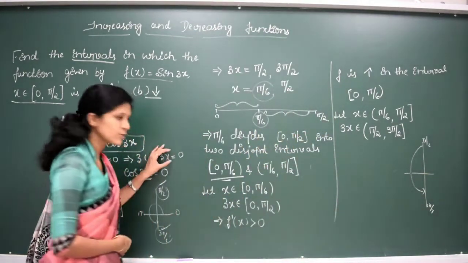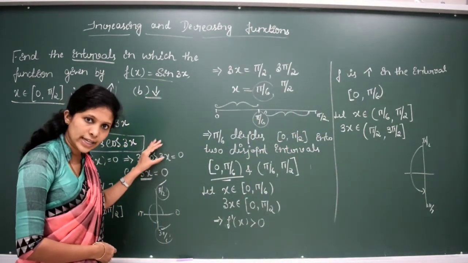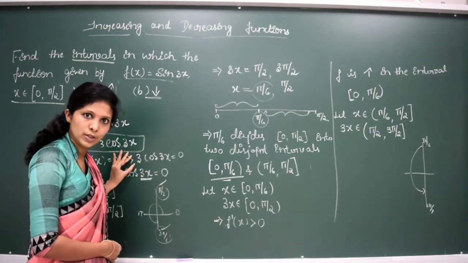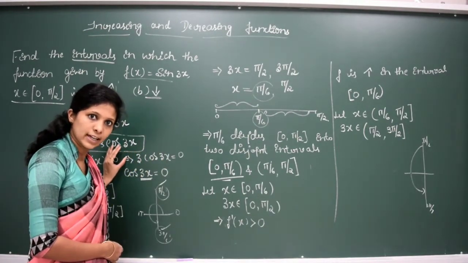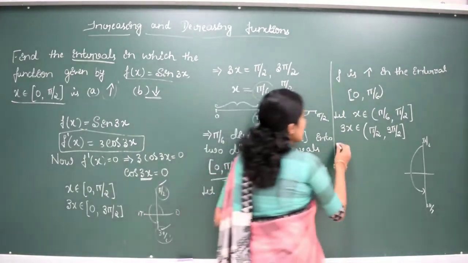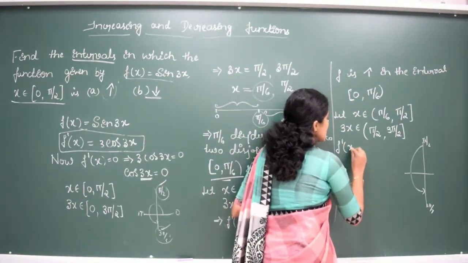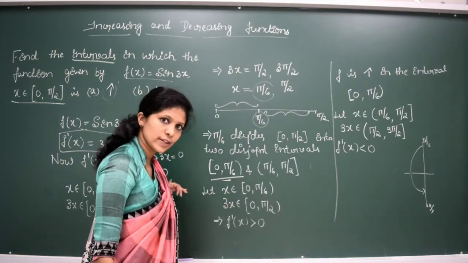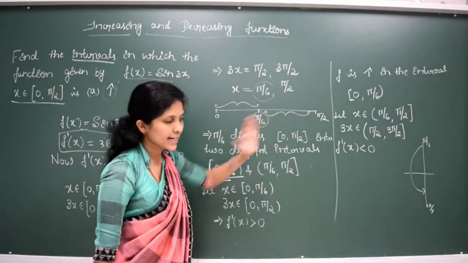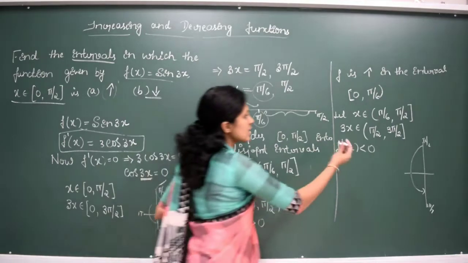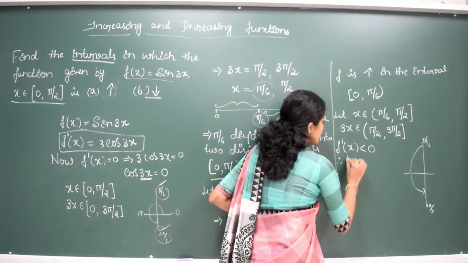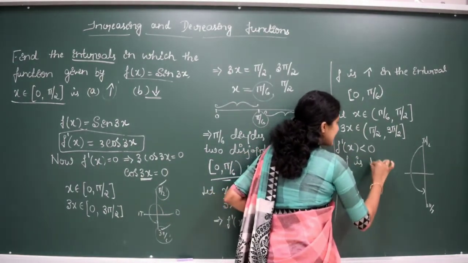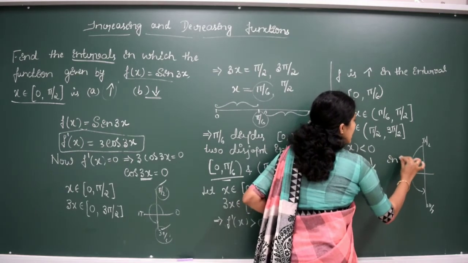So cos of 3x will be negative here. A negative number is multiplied with the positive number. So f dash of x will be negative. So by this we can say that f dash of x is less than 0. Is it clear? In the first interval f dash of x will be greater than 0. In the second interval the function f dash of x is less than 0. Therefore the function f is decreasing in the interval.